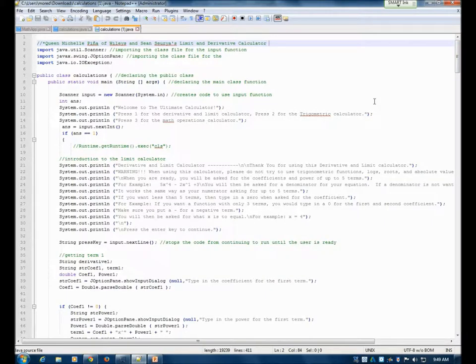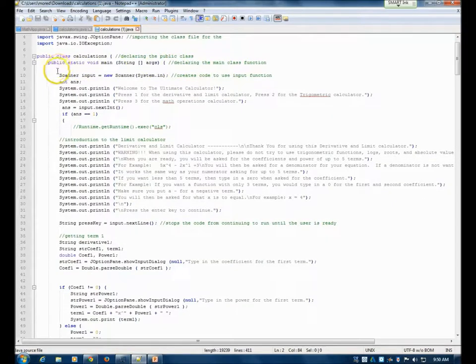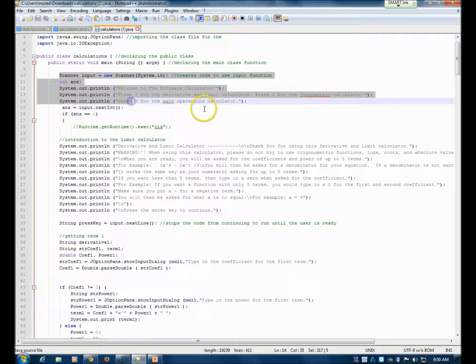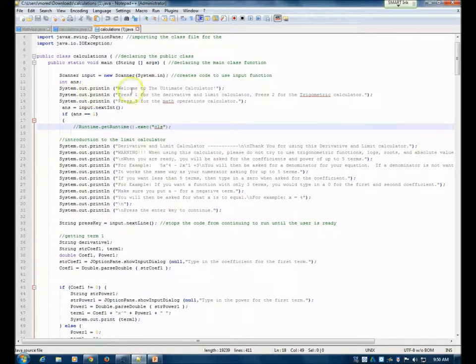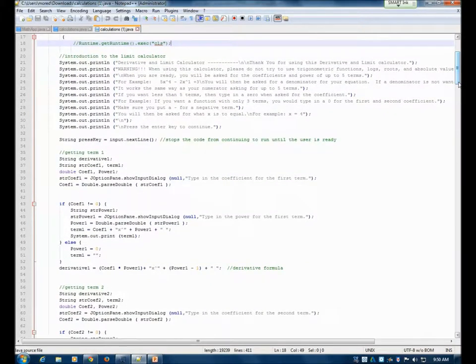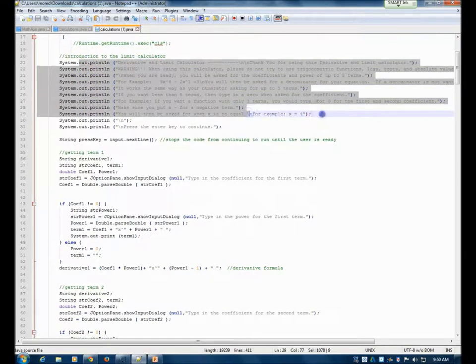First we have a menu for the user to follow. It says, welcome to the ultimate calculator. Press 1 for the derivative and limit code, press 2 for the trigonometric calculator, and 3 for basic math operations. If the user inputs 1, it runs the derivative and limit code, which is actually the most lengthy part of the code. It says basically how to use it.